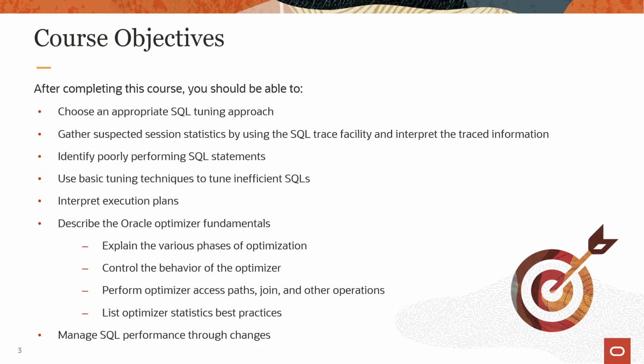We're also going to see the importance of the Oracle Optimizer in the world of SQL tuning. We're going to describe Oracle Optimizer fundamentals like the various phases that the optimizer goes through in order to generate an execution plan. We're going to see how we can influence the behavior of the optimizer, for instance, by setting parameters. We're also going to discuss the optimizer access paths, joins, and other operations. Plus, we're also going to have a listing of optimizer statistics best practices.